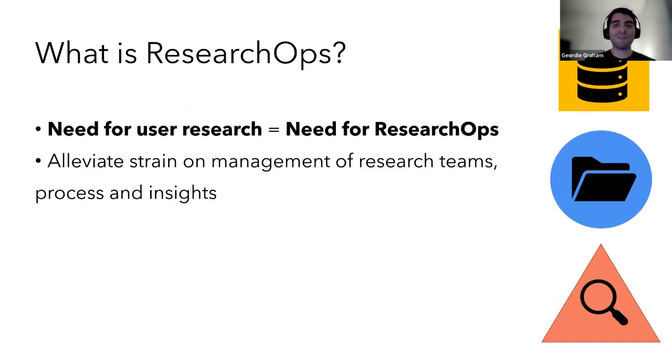What I've seen is that there's been a cycle. As there is more need for user research, there has been a greater need for research operations. It alleviates the strain of managing research teams, processes, and insights. Especially as we've seen the rise of very, very large research teams and more and more tools, there's been a greater need and focus on developing effective processes to improve people's ability to conduct research and get more effective research.